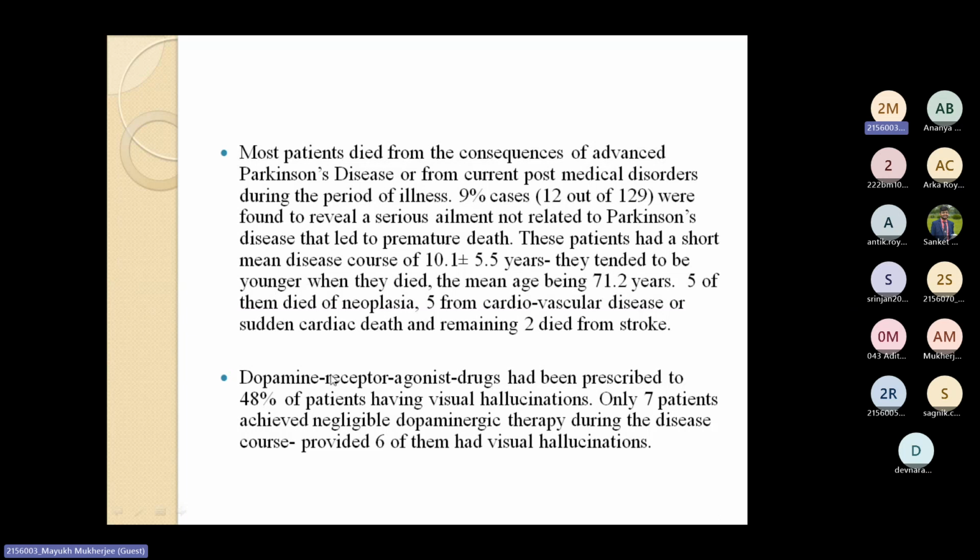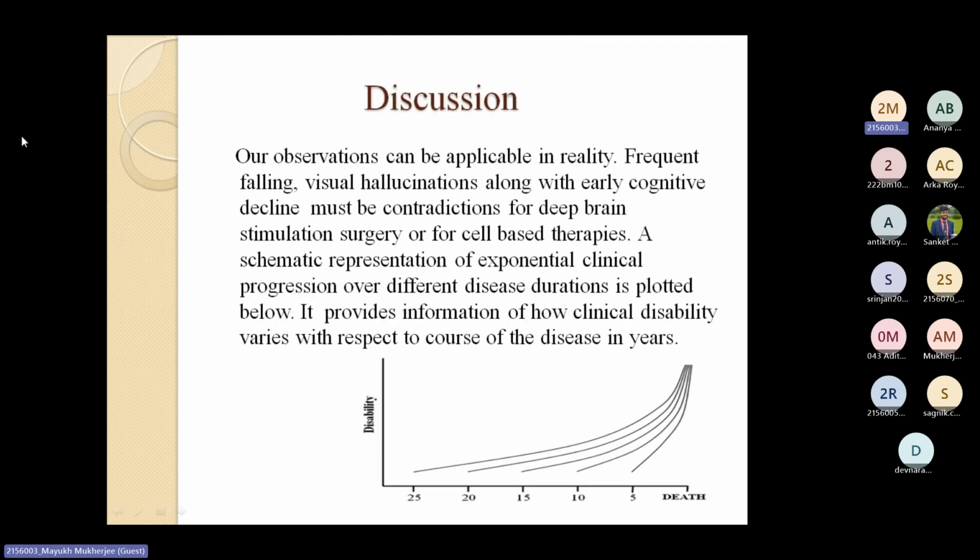Dopamine receptor agonist drugs had been prescribed to 48% of the patients having visual hallucinations only. Out of these 48%, only 7 patients achieved negligible dopaminergic therapy during the disease course. Out of these 7 patients, 6 of them showed the symptoms of visual hallucinations. So finally, we come to the discussion point of view.